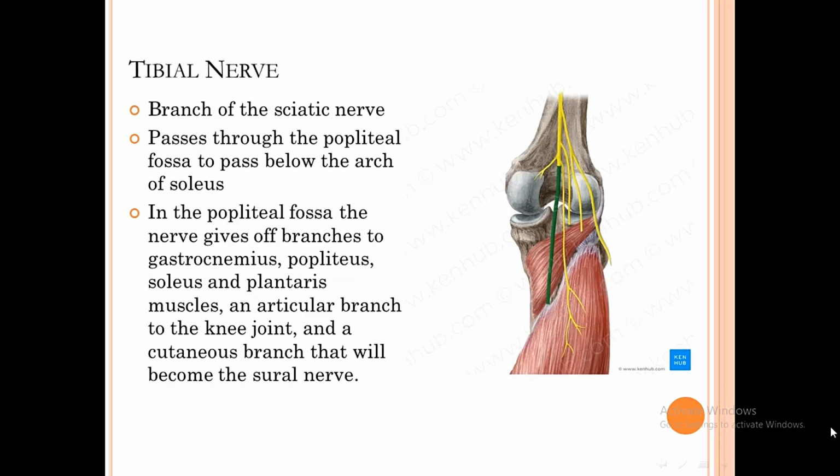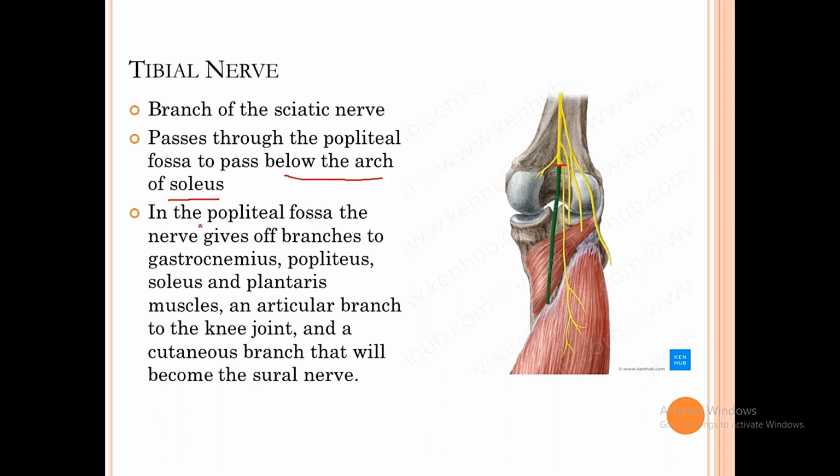Now coming to the tibial nerve, this picture I have taken from the CanHub, one of the learning resources. Usually we use its videos in our practical sessions. So you can see here, this is a sciatic nerve, the point where it is changing its color. It's now becoming a tibial nerve. So it passes through the popliteal fossa and then comes to the arch of the soleus.